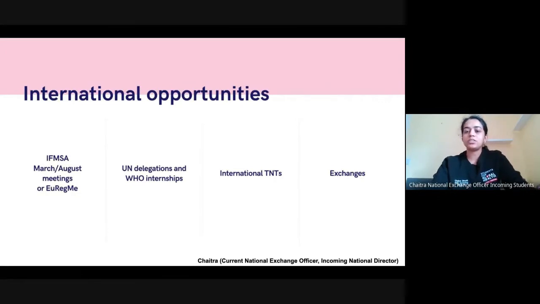Organization internships, the World Health Assembly. We also have the opportunity to be with the World Medical Association, World Education, etc., with IFMSA. There is also something called the International Training New Trainers. So we do a lot of capacity building for students, and through IFMSA you can attend TNTs within the UK, but you can also go abroad to do TNTs as well. And finally, we have something called exchanges, which we'll talk about in more detail in the next slide.